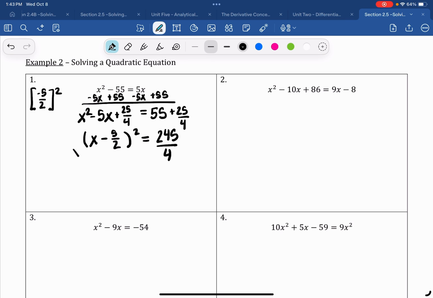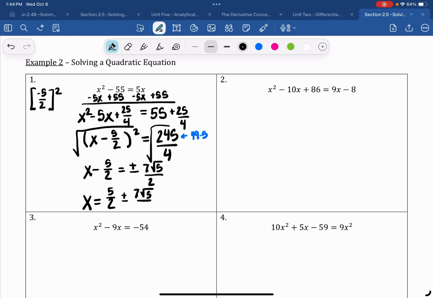Next is just like we've been working on, we're going to take the square root of both sides. We end up with x minus 5 over 2 equals, we took the square root, so we have plus or minus. And then here we have to break down 245, so we have to find the biggest perfect square that divides in. So 49 goes in, 49 times 5. So the square root is going to break down into 7 square root of 5 over, and then we're also taking the square root of 4. Square root of 4 is 2. One last step, we have to add 5 over 2 to each side. So we have 5 over 2 plus or minus 7 square root of 5 over 2.